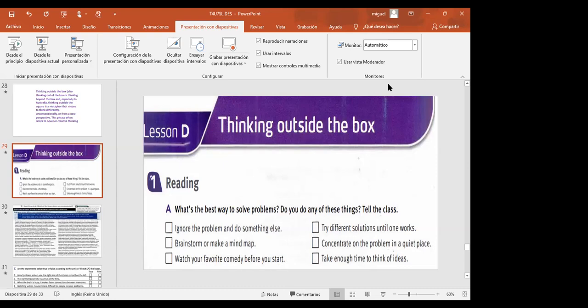Okay, Daniela, what do you think? The best way to solve a problem. I found a solution, teacher. I do my best work, and I don't like to leave things in the middle. I like to finish my work. So I resolve the problem. Try different solutions until one works, or brainstorm? No, try different solutions or concentrate on the problem in a quiet place. Okay, that's good.